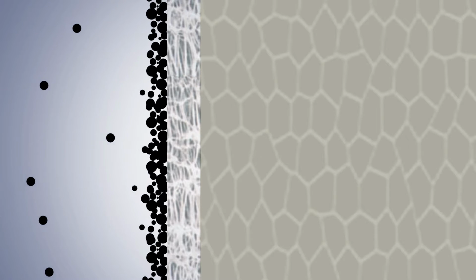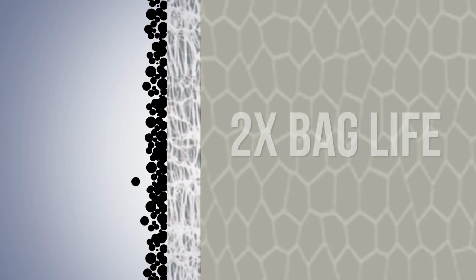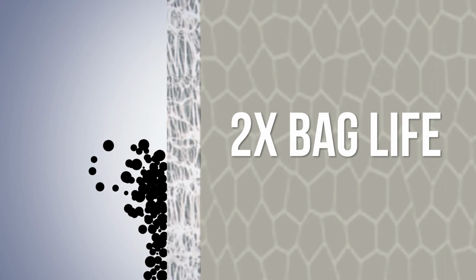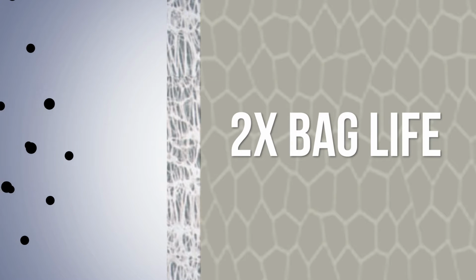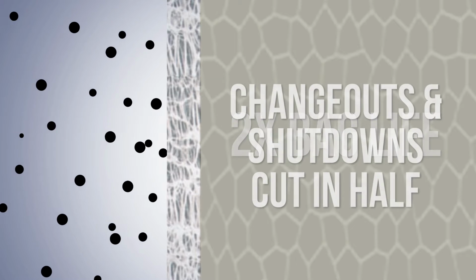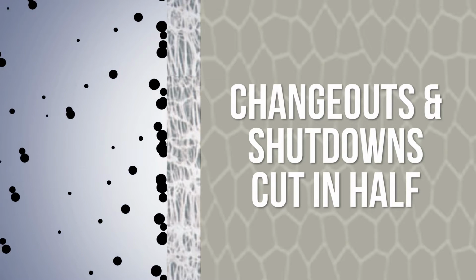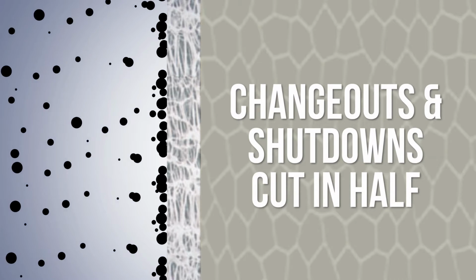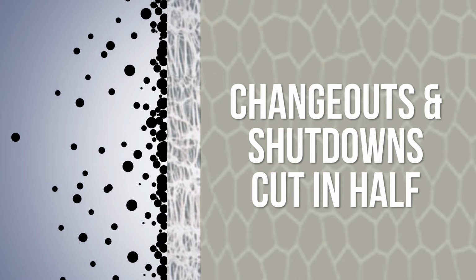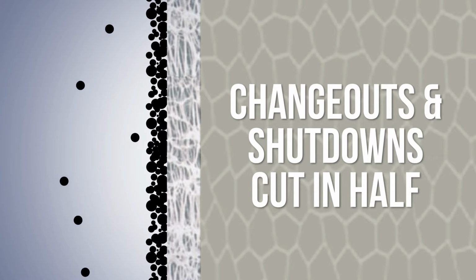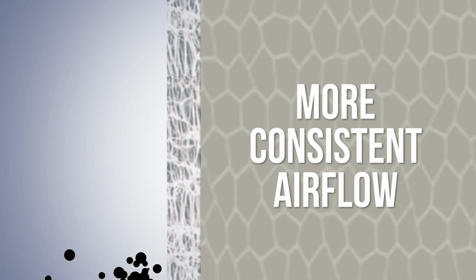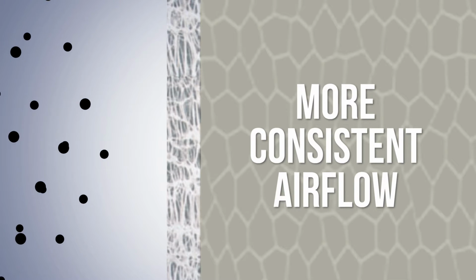Typically, PTFE membrane bags wear out before they plug up, usually lasting twice as long as standard bags. With twice the lifespan, costly changeouts and plant shutdowns are cut in half, reducing maintenance costs and increasing plant production. Since the bags are not gradually plugging up over time, PTFE bags give the additional benefit of providing more consistent airflow or suction from your dust collection system.